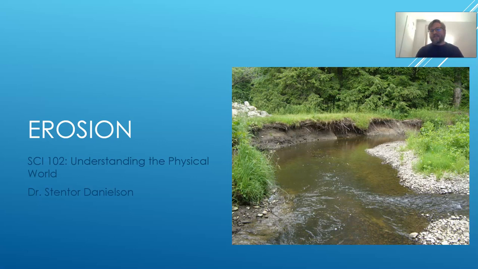We have that steep bank that's being eroded by this little stream. You can see some of the grass on top of it is almost ready to fall into the stream because the soil underneath it has been eroded. So we're going to understand why some of these things are occurring.